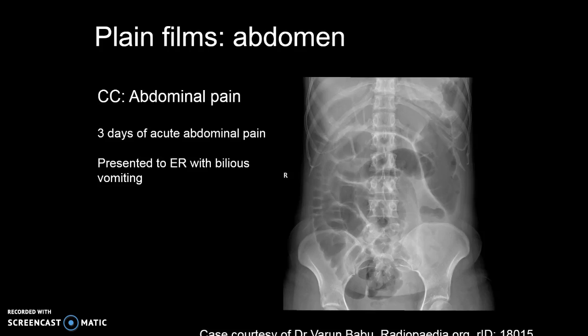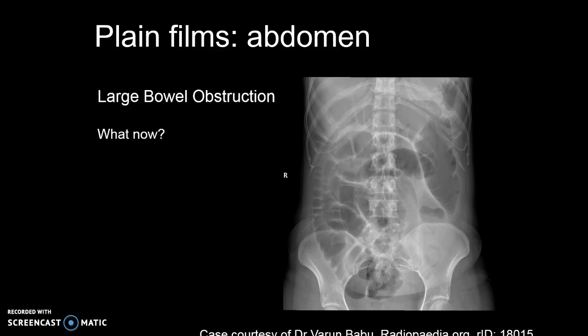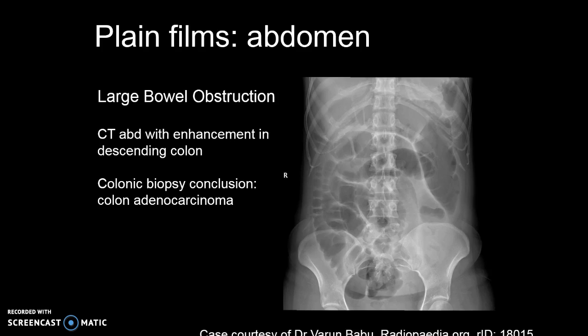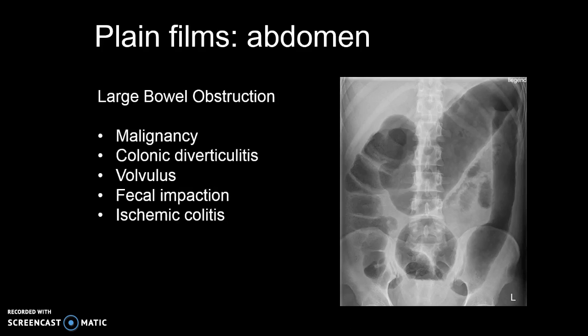This is a 56-year-old male with no significant past medical history who presents to the ER with a 3-day course of abdominal pain and now with bilious vomiting. Using our 3-6-9 rule, we can see this patient has a large bowel obstruction. But now what? Is diagnosis complete? A CT was obtained which showed enhancement. The biopsy indicated colon cancer, which was the final diagnosis caused because of the large bowel obstruction.